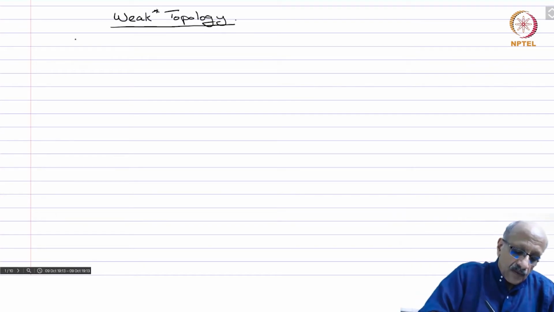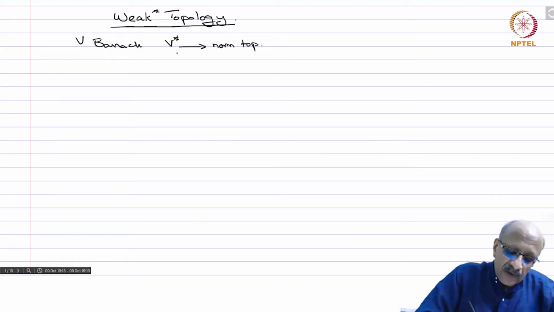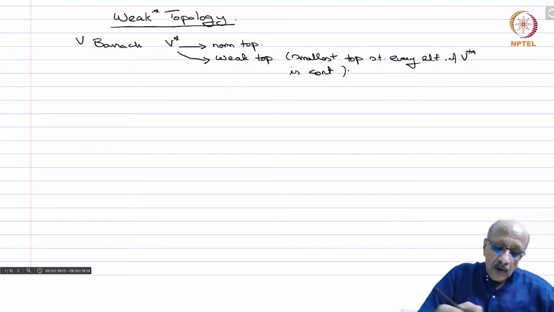We will now discuss the weak star topology. So V is a Banach space and V star is the dual space. On V star, you already have the norm topology. V star is a Banach space, and we also have the weak topology. What is the weak topology? It is the smallest topology such that every element of V double star is continuous. So this would be the weak topology on V star.